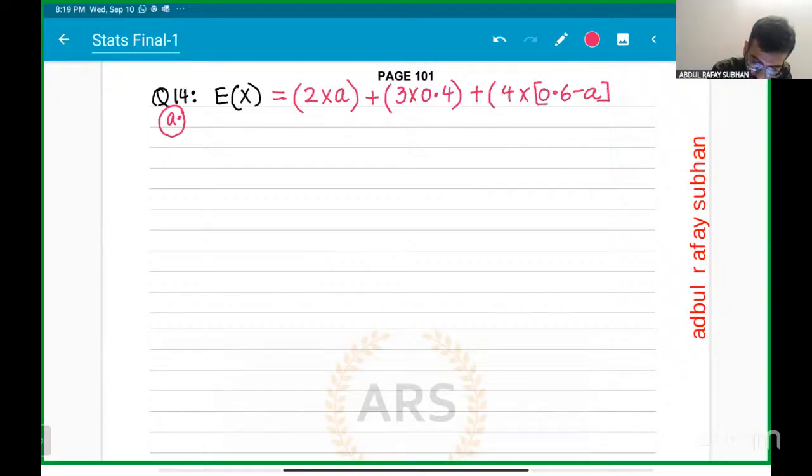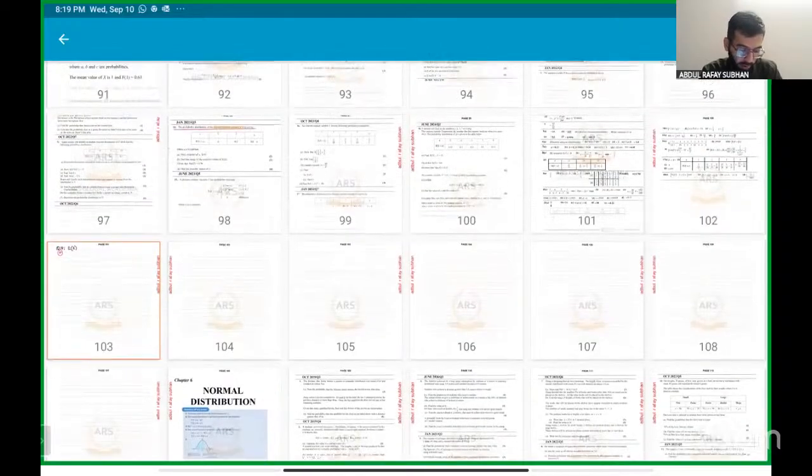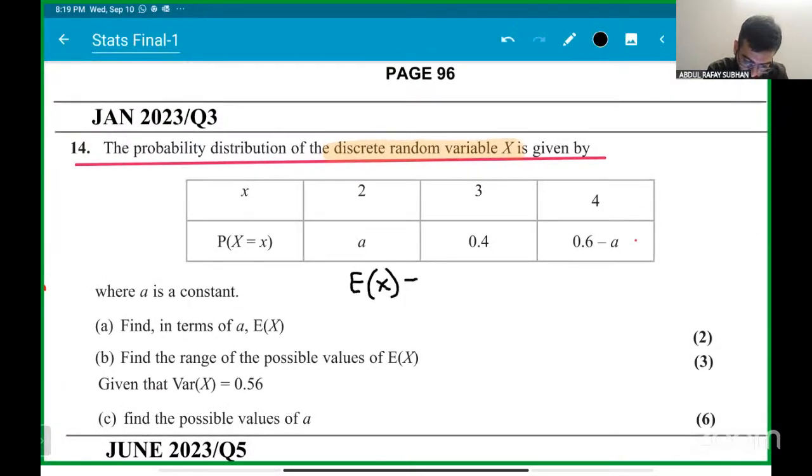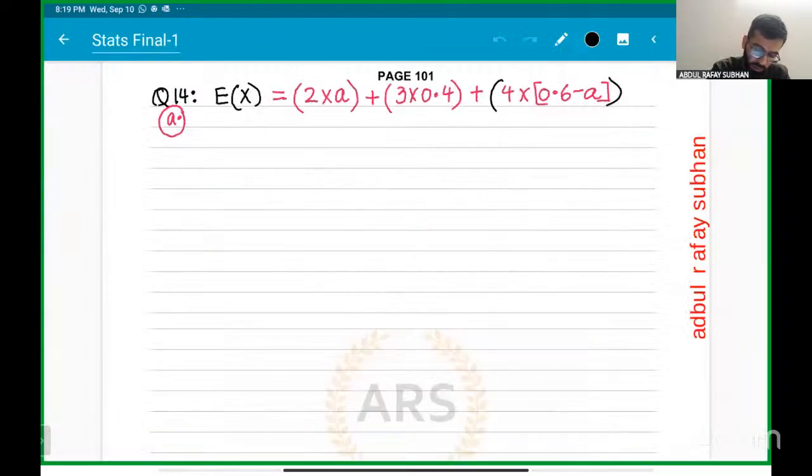Is everyone understanding, getting this clear, students? The formula for the expected value is the number of observations times their probability: whatever the x value is, x multiplied by p, and the summation of all of them. That is 2 times A, 3 times 0.4, 4 times 0.6 minus A. You multiply all of them and add all of them. That's basically the expected value. Let's simplify and then check the answer as well.